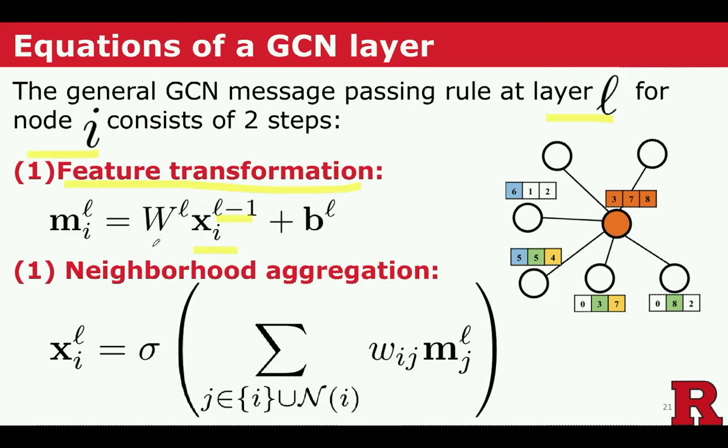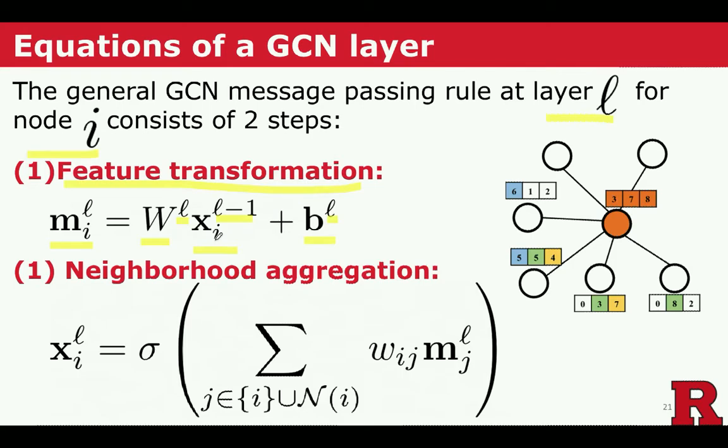Learnable weights and bias. This W here means the weights parameter of layer L, and b is the bias parameter of layer L. Those parameters are learnable. So learnable weights and bias parameters are used to perform the transformation. The output is this m_i^L. This is the transformed representation of node i after the first step.